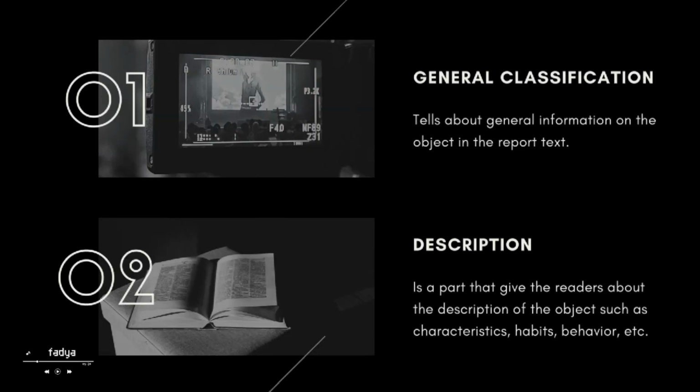Generic structure of report text. There are general classification and description. General classification tells about general information on the object in the report text, and description is a part that gives the readers the description of the object, such as characteristic, habits, behavior, etc.